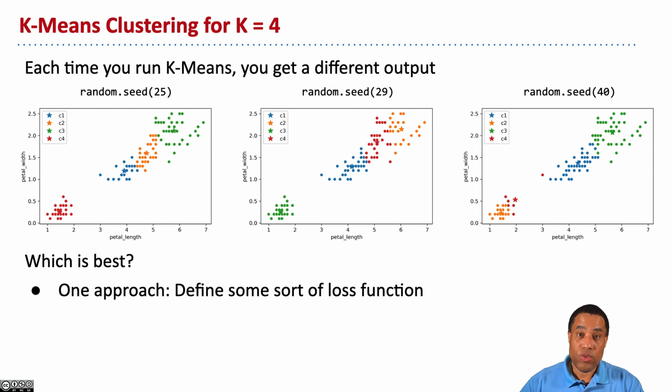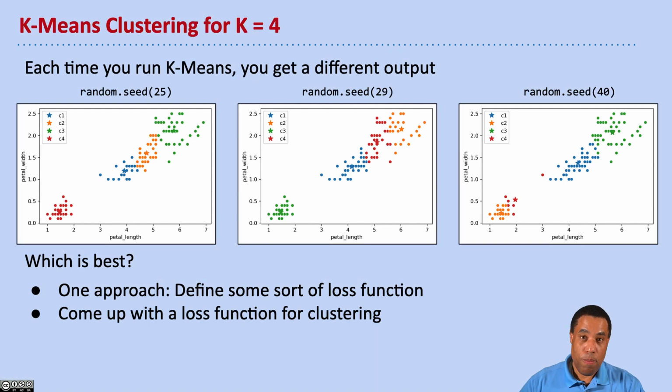To answer that question, one approach would be that we define some form of loss function. And we've seen this over and over in this class where we have to come up with a loss function. It was L1, L2 loss for regression. It was cross entropy loss for classification. And when we looked at decision trees, it was weighted entropy as our loss function. So your challenge is to take a moment, pause the video, and try and come up with a loss function that we could use for our clustering output.